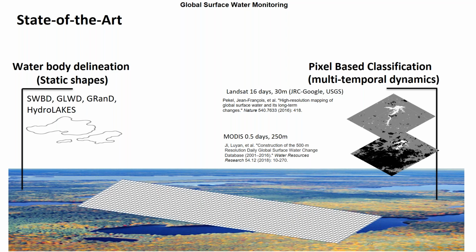And on the right side, we have the dynamic information, multi-temporal dynamics, but only at a pixel level. That, of course, at the Landsat scale, is coming in from multiple sources. One of them is the JRC Google product, and the other is from USGS. And for MODIS, again, there are products available that would provide 500-meter data at 8 days at 250-meter resolution on a global scale. But they only provide you pixel-based information and not any information about the water body's extent in any way.